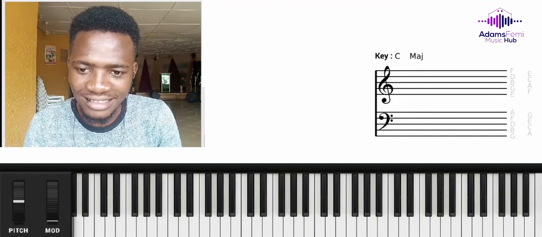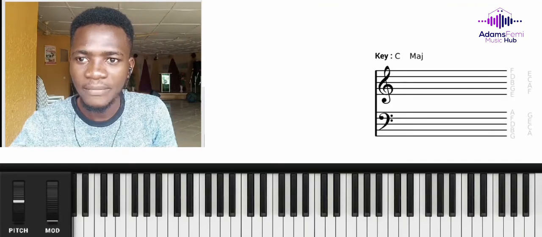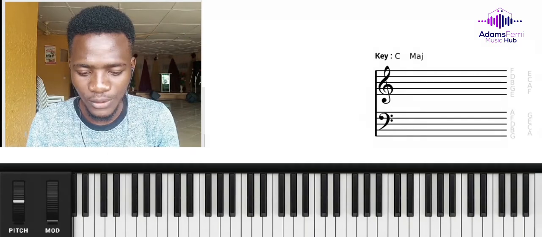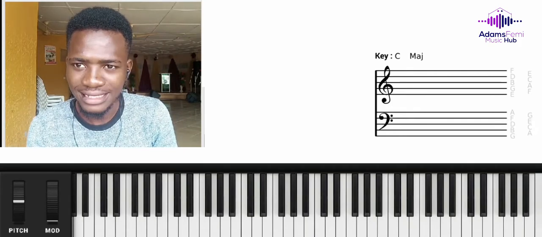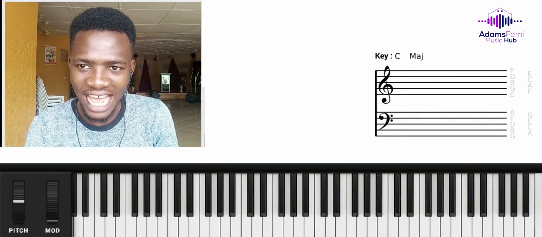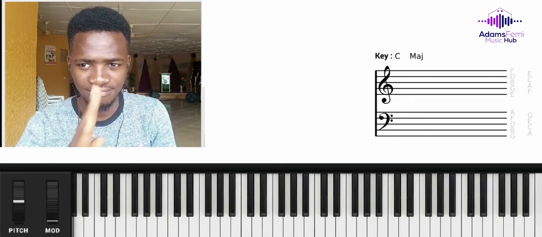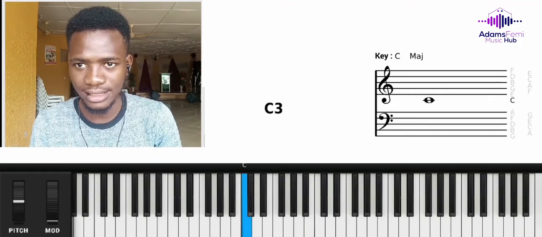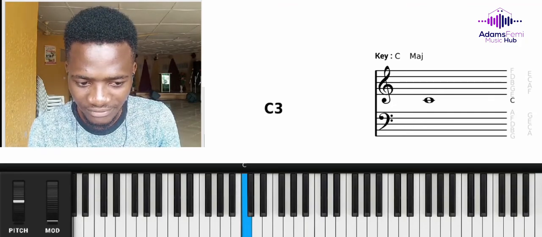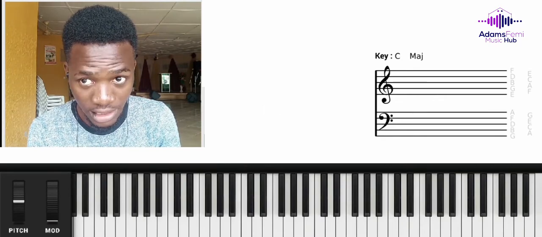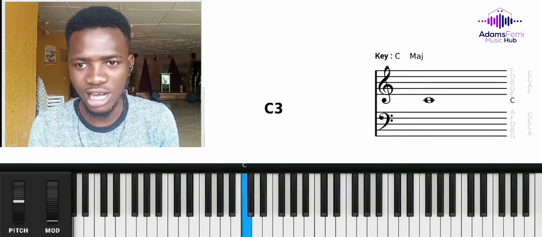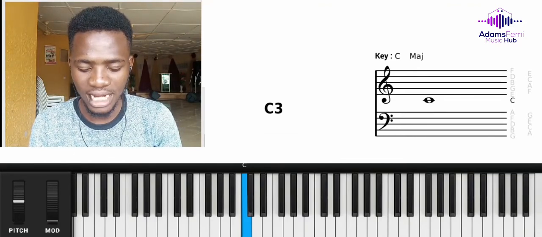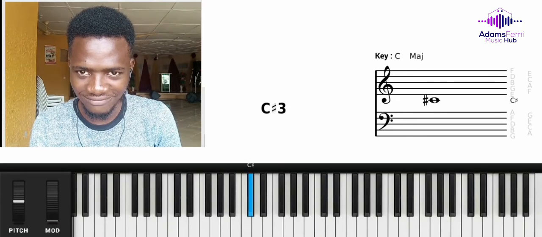All right, that takes us to the next thing. We have sharps and flats. Moving to the right by a half step, we're playing from C. By a half step, we're not skipping anything. Remember, half step or semitone. You can call your half step a semitone, and you can call your whole step a tone.